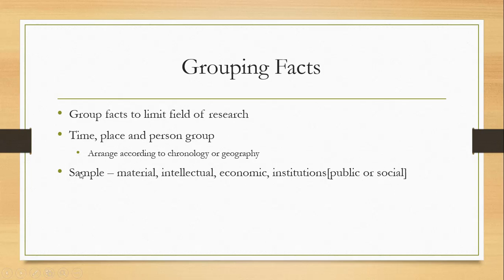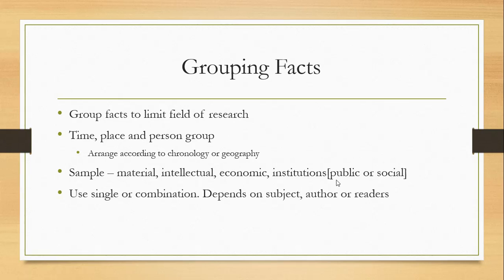So what are you trying to do? This is a sample plan. Okay. So you can get all the sources which you require for the Vijayanagara period. And suppose you are writing about features of the Vijayanagara period, you can either group all your facts into material or intellectual or economic or institutions, or you can combine all of them together. Okay. You can use single or combination.